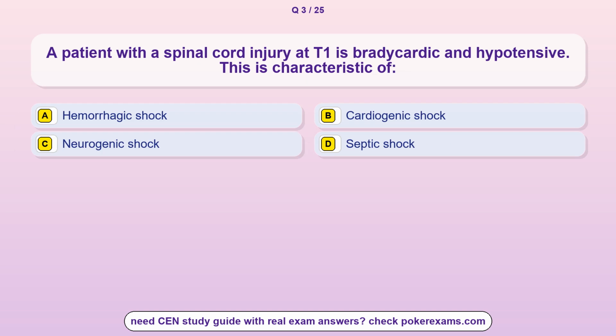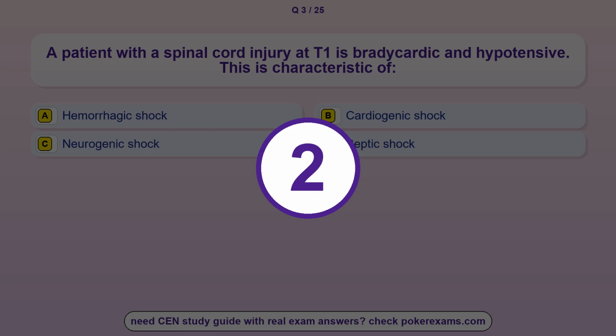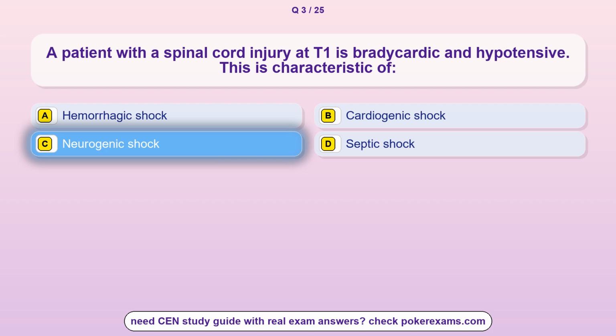Question 3. A patient with a spinal cord injury at T1 is bradycardic and hypotensive. This is characteristic of: Option A, hemorrhagic shock. Option B, cardiogenic shock. Option C, neurogenic shock. Option D, septic shock. The correct answer is option C, neurogenic shock.